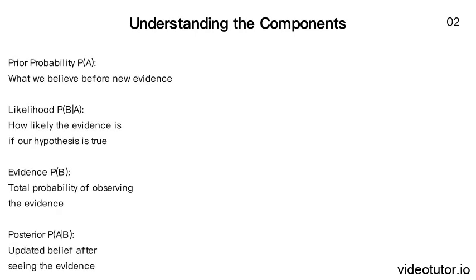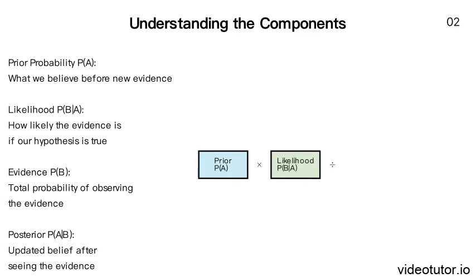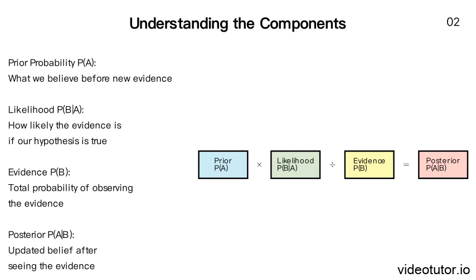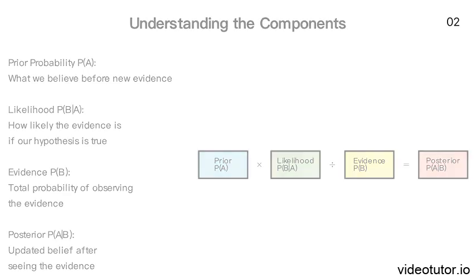The prior probability represents our initial belief before seeing any evidence. The likelihood tells us how probable our evidence would be if our hypothesis were true. The evidence is the total probability of observing what we saw. Finally, the posterior is our updated belief after incorporating the new evidence. This framework gives us a systematic way to update our understanding.